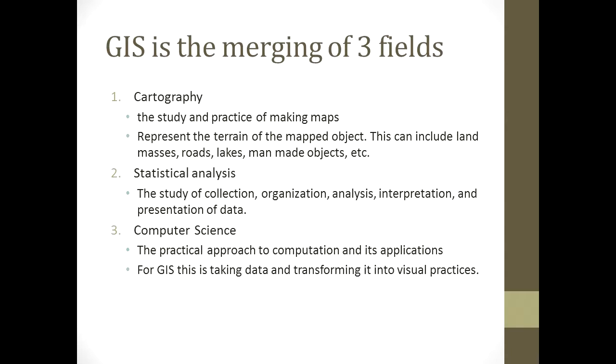There are many algorithms that are used during statistical analysis to present the data to a person. Computer science is also the practical approach to computation and its applications. For GIS, this is taking data and transforming it into visual practices, like I previously stated.